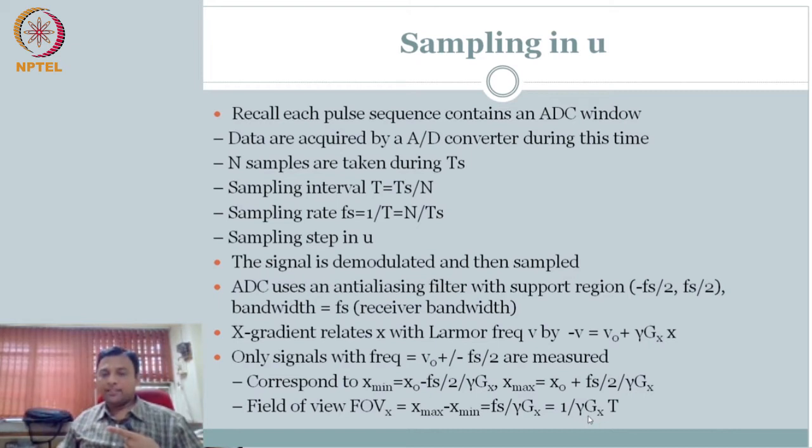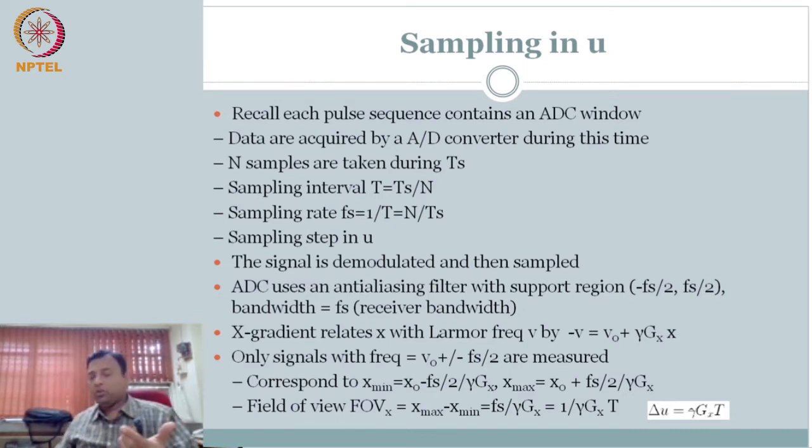Remember, gamma Gx T, where capital T is the time period of your ADC. So that means this is nothing but our delta U. Delta U is gamma Gx T. So your sampling of the frequency domain dictates your field of view. The finer I sample, the larger the field of view I can get. The sparser I sample, the smaller the field of view I get in the X direction.